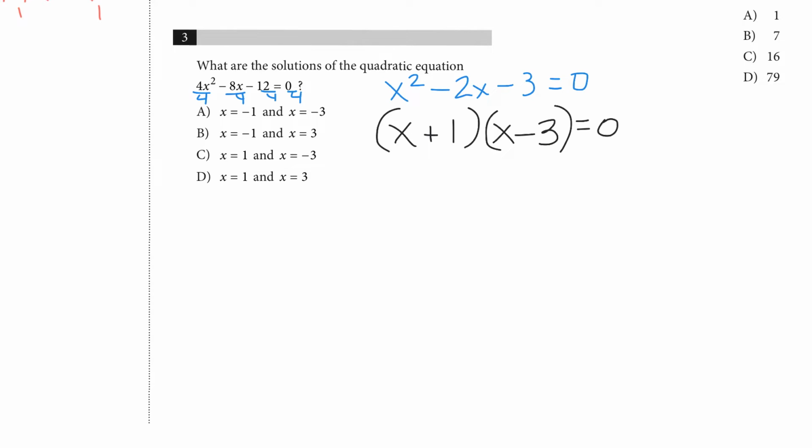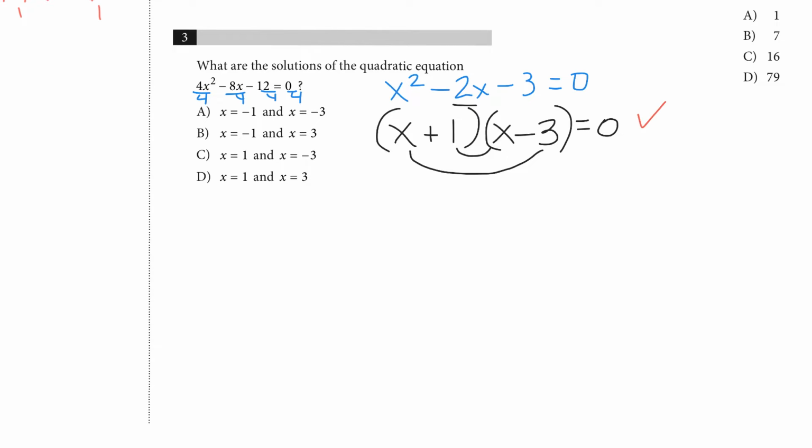And see if this is okay. So we check by multiplying this by FOIL. X times x is x squared. This is 1x, and this is minus 3x. When we add those together, that'll give us this minus 2x. And then the last one with the last one gives us minus 3. So that looks like that's factored correctly.